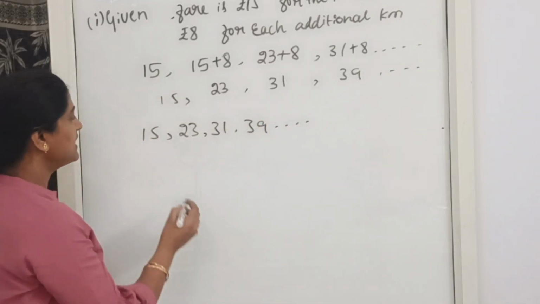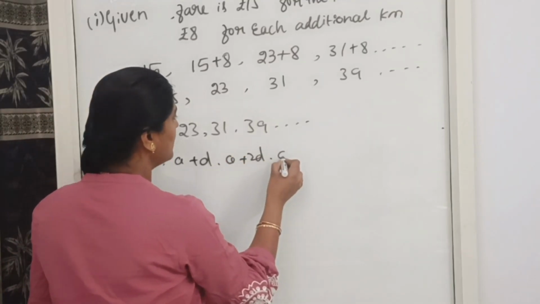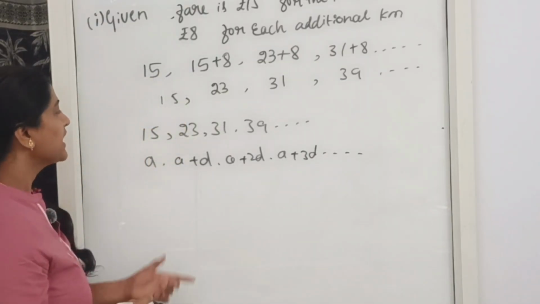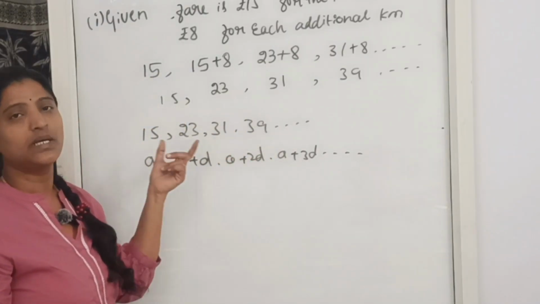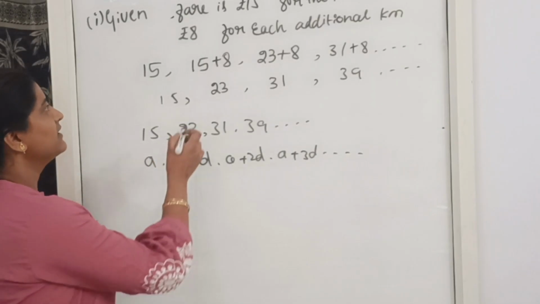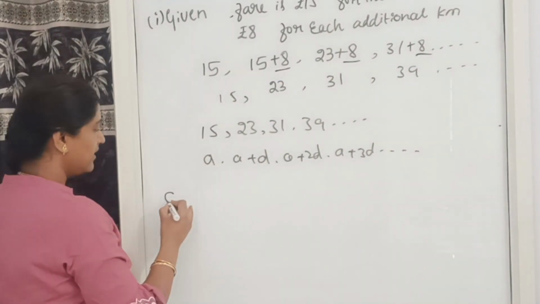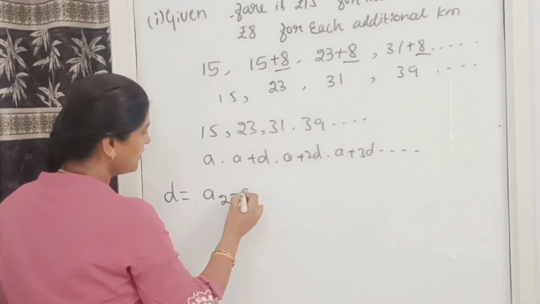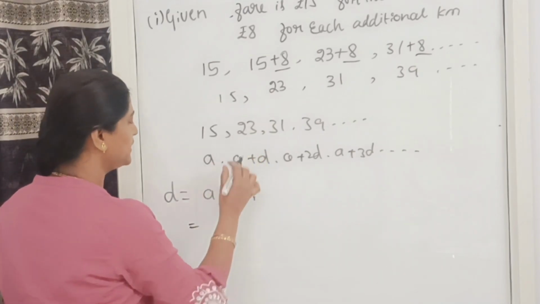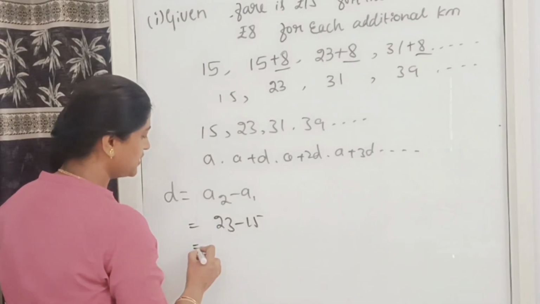This is like A, A plus D, A plus 2D, A plus 3D, the general form, is it not? So a fixed number keeps on being added to the preceding number. If it is the same, then it is an arithmetic progression. You can see here it is fixed, but we can check with the formula. How do we find the difference? The difference between two successive terms, A2 minus A1. This is A1, okay? 23 minus 15.